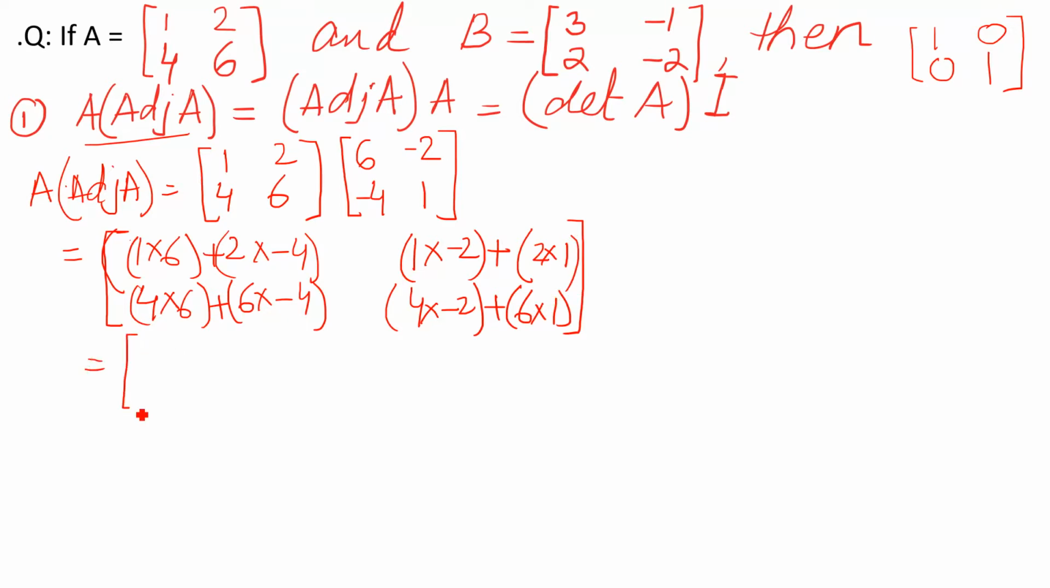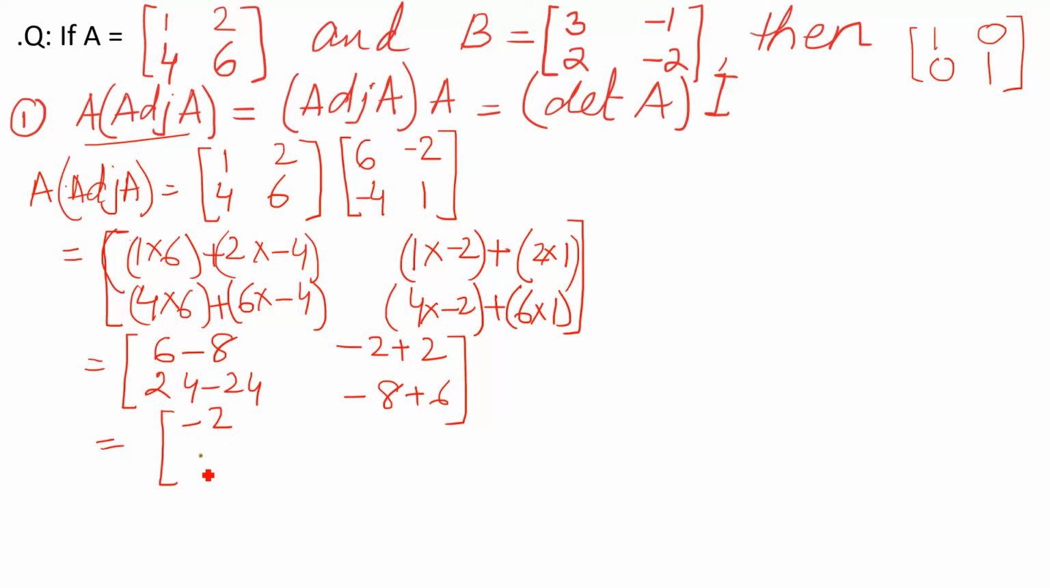So we will further solve it. It is 6 minus 8. This is 24 minus 24. This will be -2 plus 2, and here -8 plus 6. So it is -2, 0, 0 and -2. So we will say, okay, this is A times adjoint of A. This is the first part.